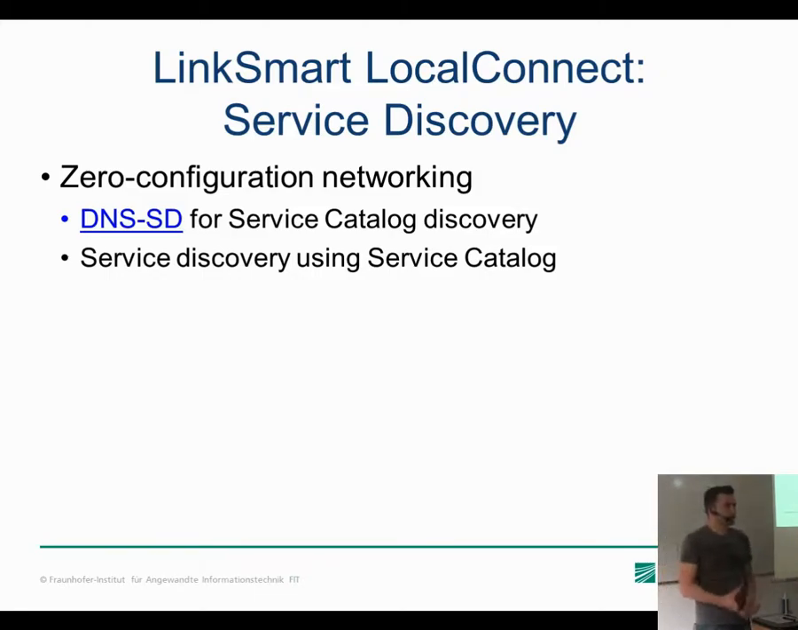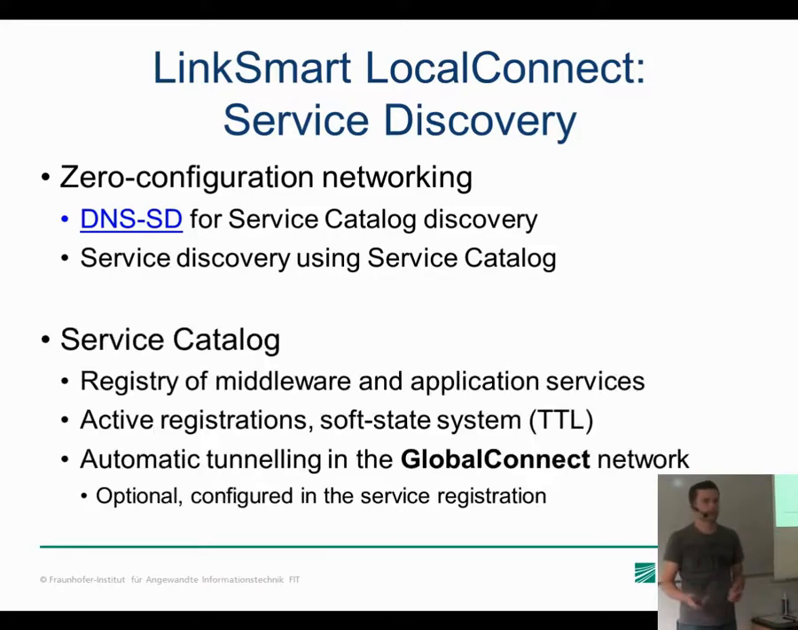So the second part of the LocalConnect is service discovery. And there are two kinds of service discovery mechanisms that we have in LocalConnect. The first one is zero-conf networking, which is basically bootstrapping a client application without knowing anything about the network infrastructure. And with zero-conf networking and DNS-SD as its implementation, the applications are able to discover the service catalog. And the service catalog is a simple registry of services with a RESTful API. So once the application discovers the service catalog, it queries for other middleware services or even application services.